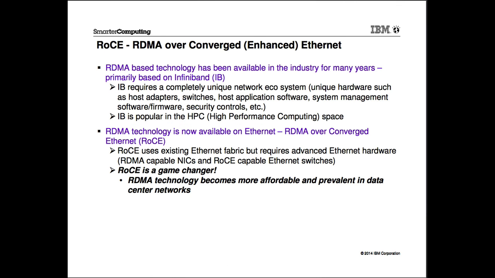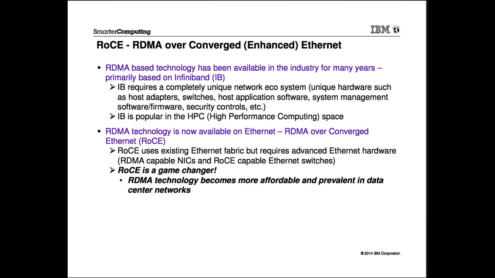Now, RDMA technology is not necessarily new. If you've heard of InfiniBand, it is generally the technology that underlies RDMA. But unlike TCP/IP, InfiniBand is totally different. The ecosystem for InfiniBand is completely different. It requires unique hardware, unique switches, unique host application software. The networking APIs are completely different. InfiniBand is popular in the high-performance computing space, where you have tightly coupled systems that have a lot of custom software. But it is not prevalent or popular in the corporate data center because it requires a whole new network to be side by side with TCP/IP or Ethernet.